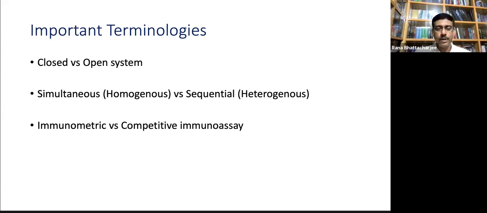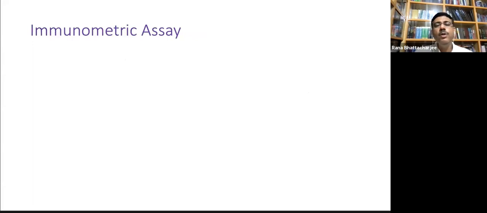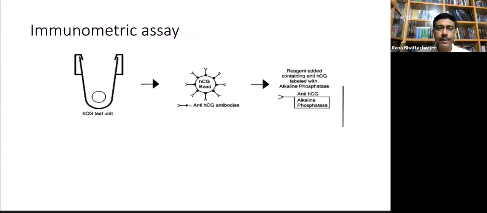So talking about the immunometric assay, this assay is also known as sandwich assay. Now, what are the principles of this assay? I will discuss this with an example which is used in a particular machine, the Immulite 1000, that we use in our lab. This is a particular test unit. This is an example, an HCG test unit. Now, let me show you. I think this is visible. This is a typical test unit that we use in our lab.